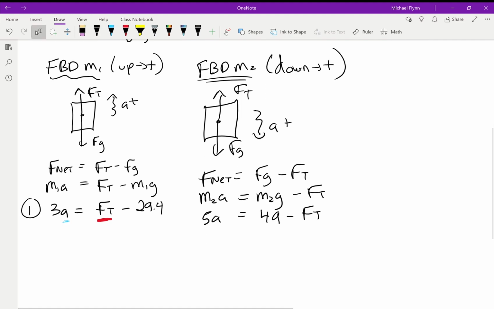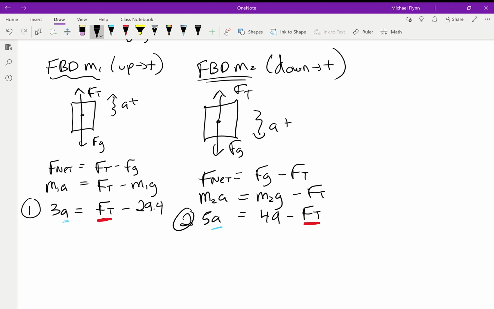Now look at the unknowns I have in this equation. I have a and I have Ft, the same 2 unknowns. They both move at the same rate of acceleration, so the 2 a values have to be the same number, right? If m2 goes down, m1 goes up at the same rate because they're connected by the rope. And the rope has the same tension everywhere, so it's the same force of tension pulling on them. So these are the same 2 variables. So I have 2 equations. Here's equation number 2. 2 equations, 2 unknowns.